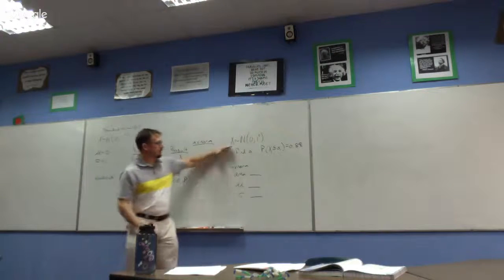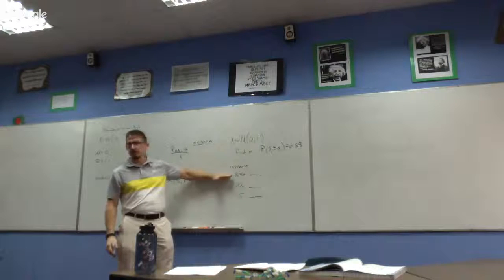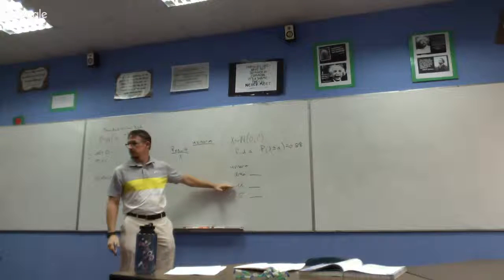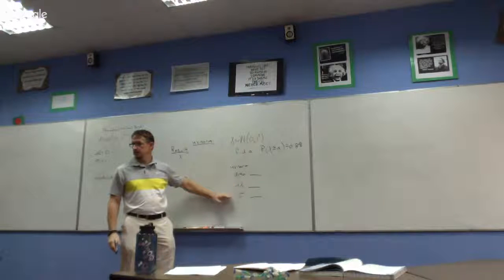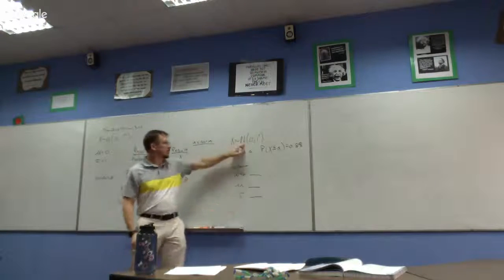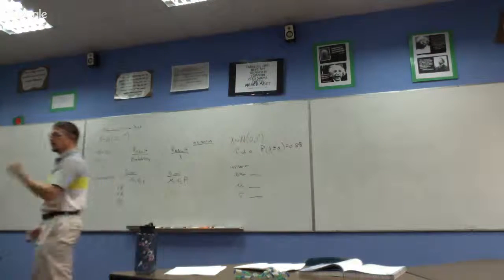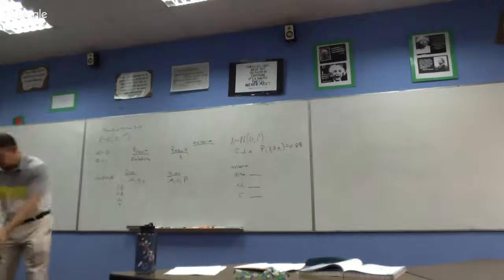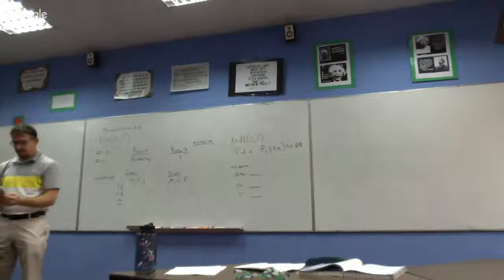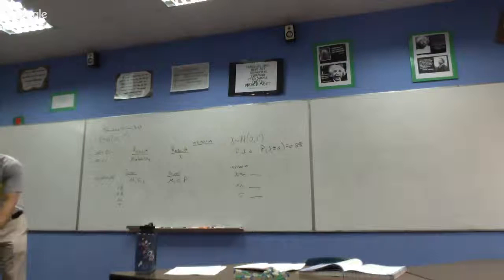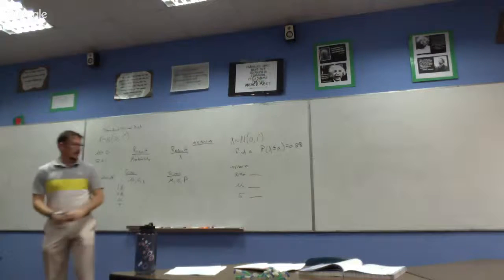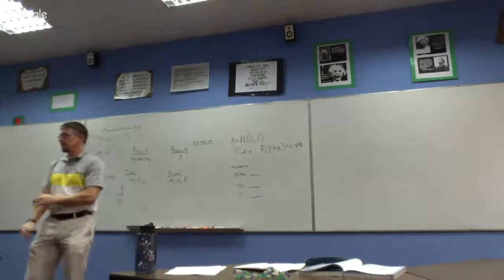So for this problem, what's our area? 0.88. What's our mean? 0. What's our standard deviation? 1. It's a standard normal distribution. So put those things in. And what do we get back? 1.17.